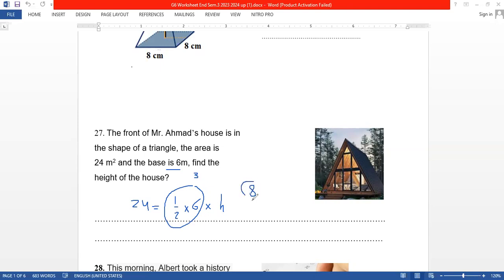Another way to find the height of the triangle, guys, not the parallelogram, the height of the triangle. Another way, directly you multiply the area by 2. Or the best way, you divide the area by the base. You divide the area, 24, by the base. What's the base? 6. This is the easiest way. Directly, try to remember it.